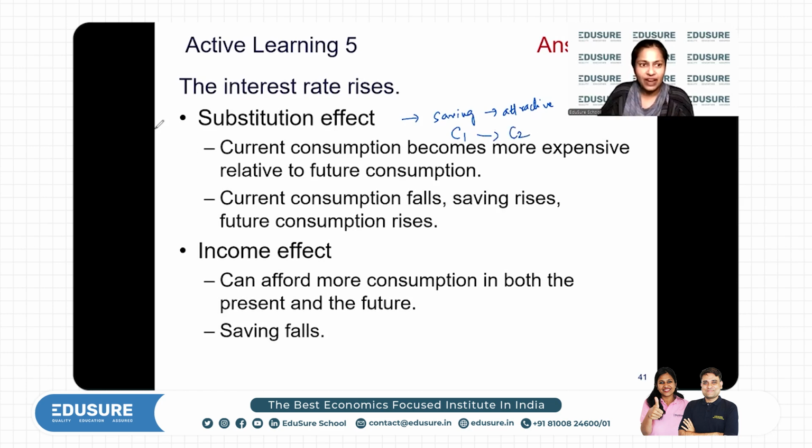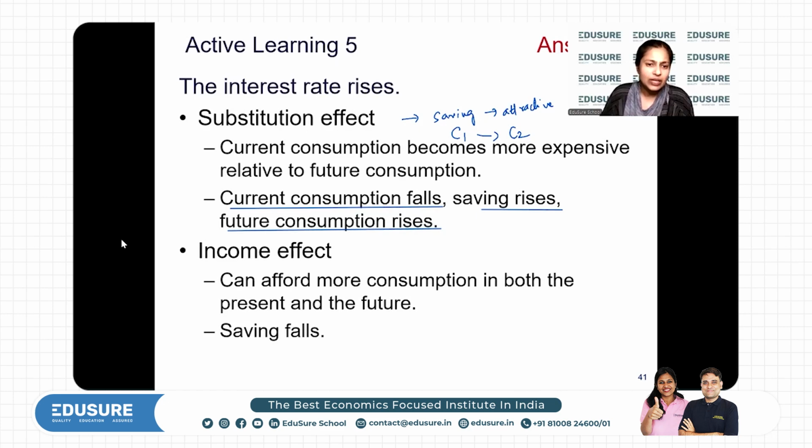Because of the substitution effect, there's a tendency for current consumption to fall, for saving to rise, and for future consumption to rise. So that's the effect of the increase in rate of interest on consumption in period one. So today, that's the effect it has on our consumption. Our current consumption shall fall.